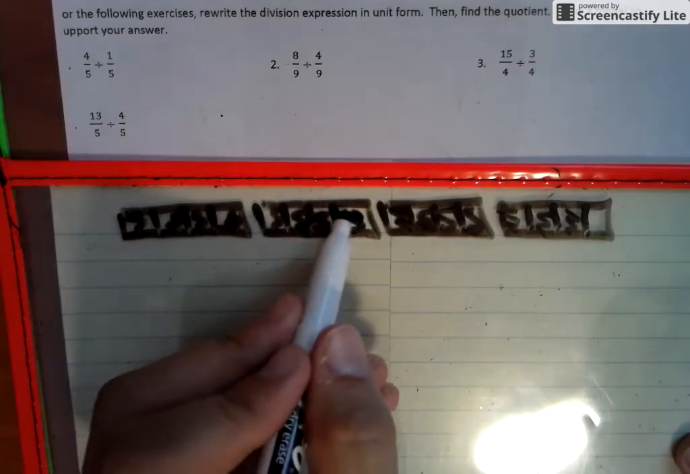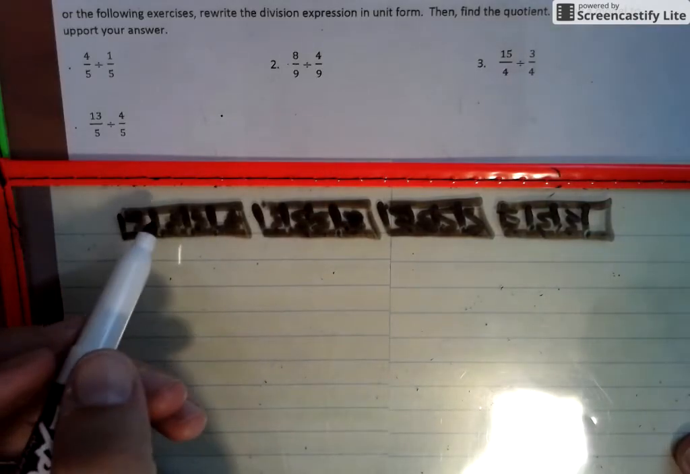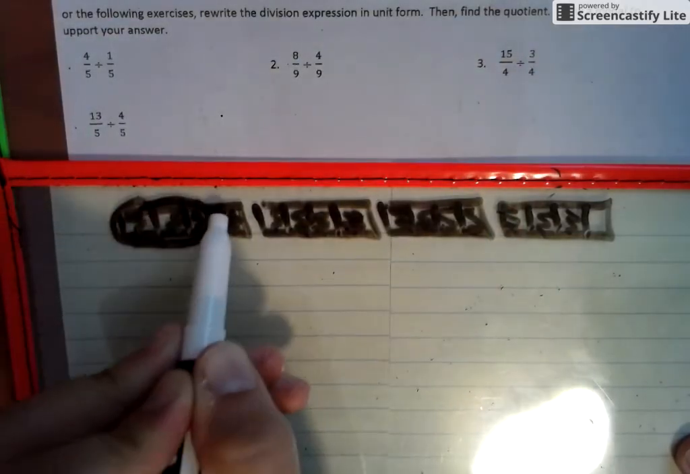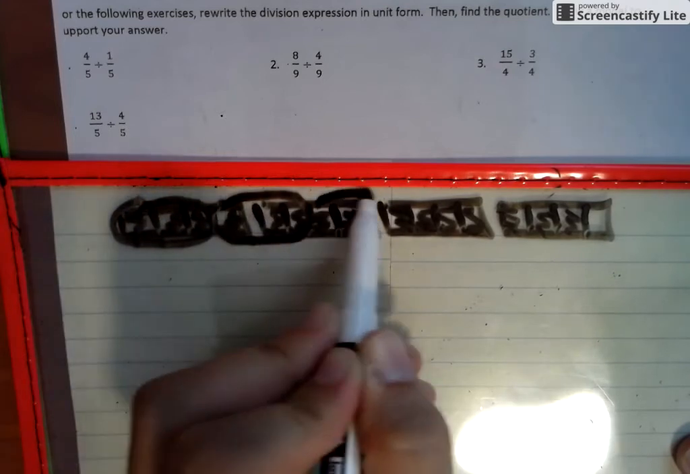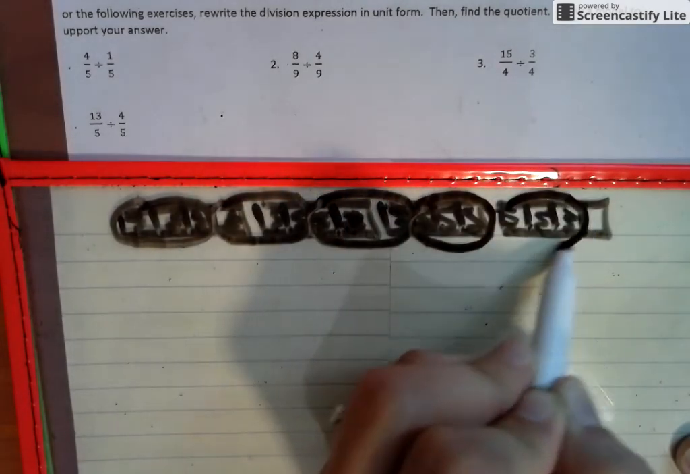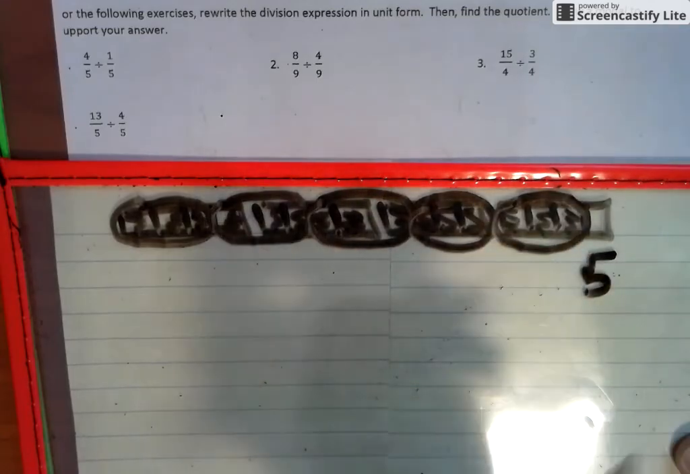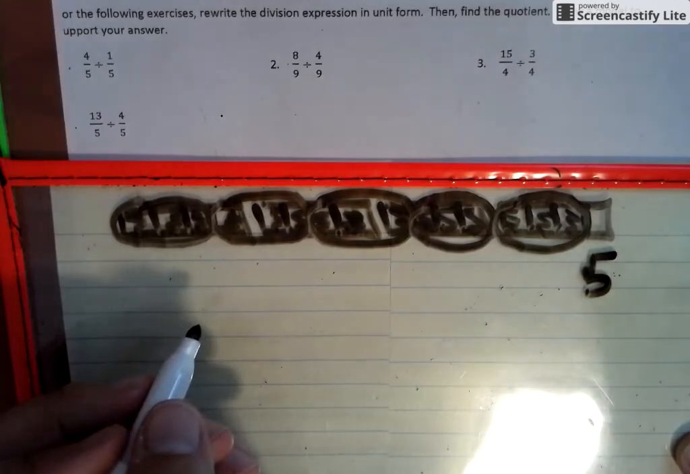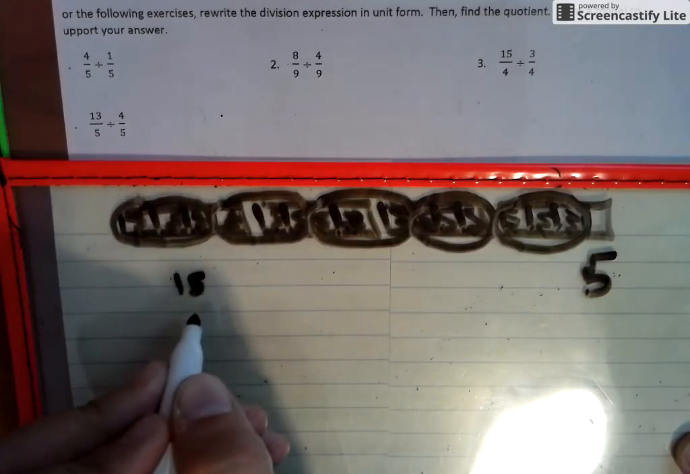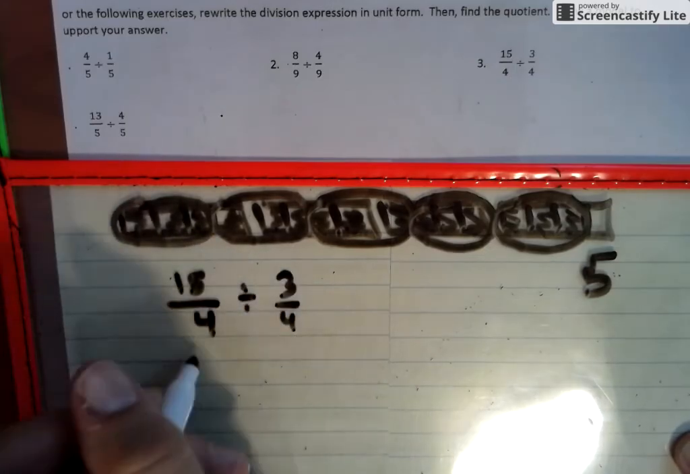So if it's easier for you, I'm pulling these in. If it's easier for you just to hook it all together, that's fine. Just realize that you have to go in groups of 4. Okay, so we have to now group them in groups of 3. 1, 2, 3, 4, 5. So the answer to this question is 5.